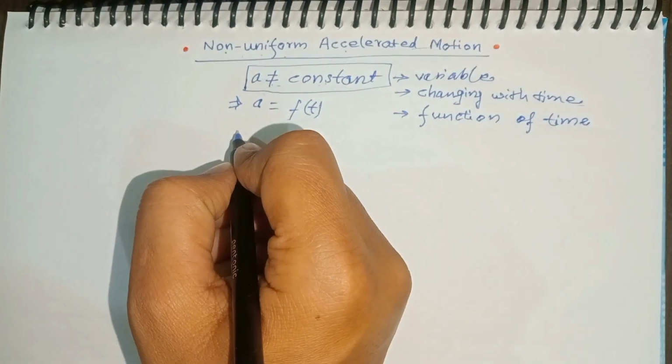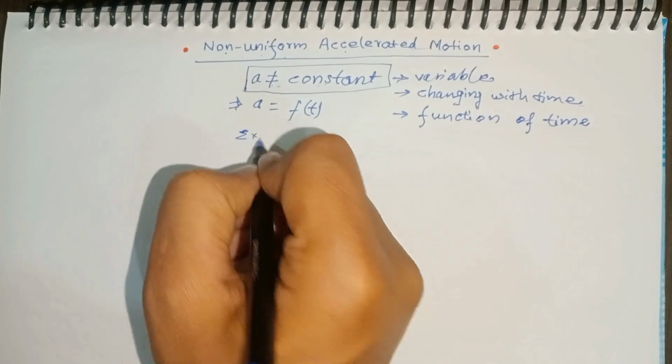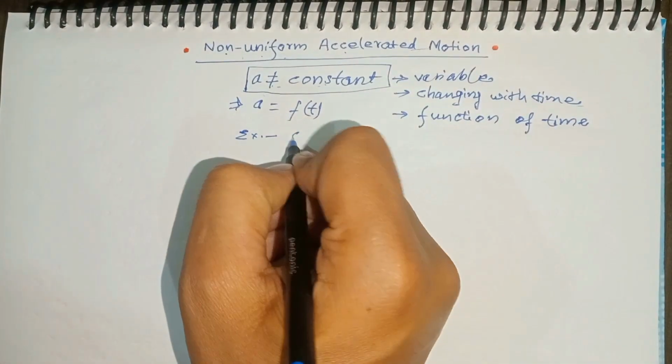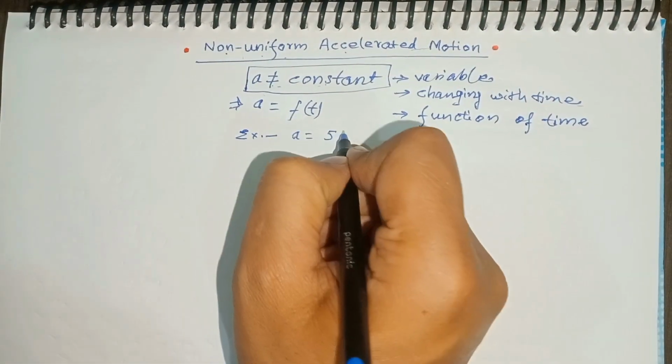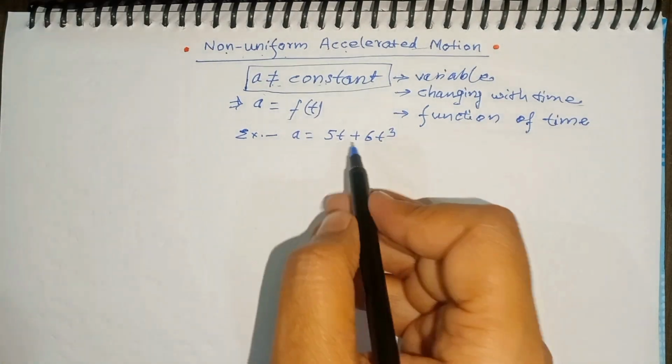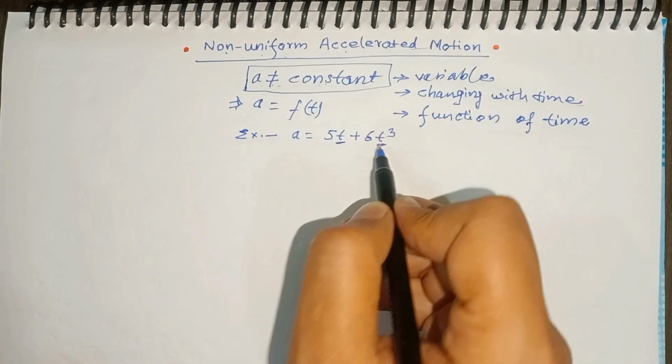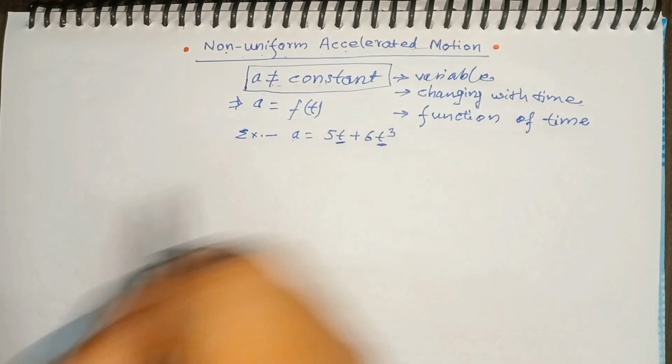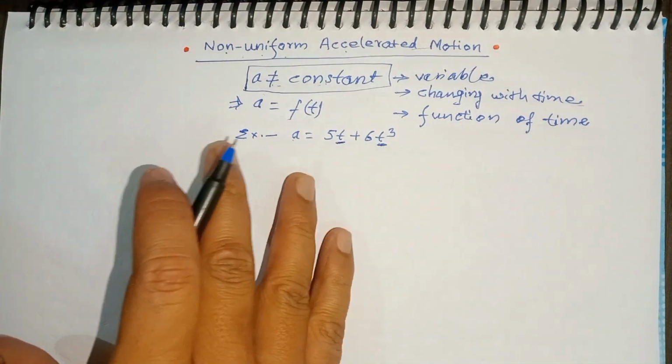For example, we can see if acceleration is given as 5t plus 6t cube. What is this here? This t means acceleration is a function of time. It is not constant, it is a function of time.